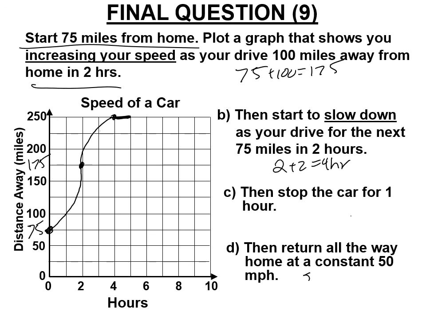Then return all the way home at a constant 50 miles per hour. So 50 miles per hour means every single hour you go 50 miles, which is 2 boxes here, right? So every single hour you go 2 boxes, and it says constant speed. So it's straight. So every single hour you go 2 boxes. And look at that. We got all the way home in exactly 10 hours.